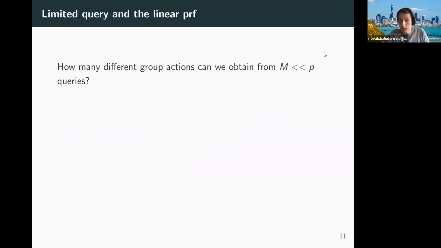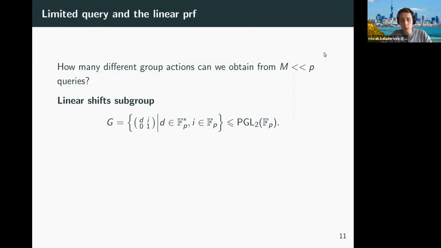So the question that we ask ourselves is, if we're given m queries, how many different group actions can we obtain from that? Or in other words, how many Legendre sequences? Now, we do this by considering a subgroup of the Möbius transformation group, which we call the linear shift subgroup. So this is the group of matrices (d, i; 0, 1), and if we think of them as Möbius transformations, they essentially send x to dx plus i. And we denote with f_{d,i} the action of such a polynomial on the secret polynomial f.